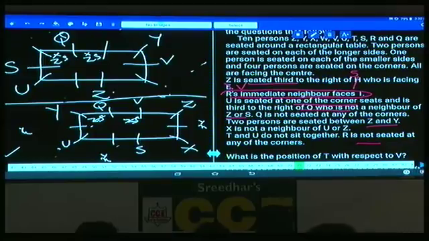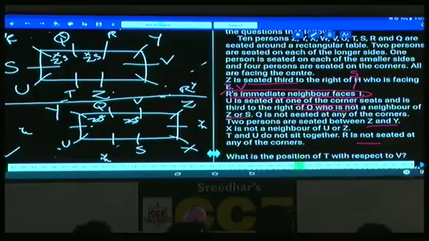R cannot be here, and R cannot be here. Hence R can be either here or here. Only two possibilities. Then if R is here, R's immediate neighbor is either Y or Q, out of which Y's opposite is already U. Now R's immediate neighbor is Q. Then T must be here. But T and U do not sit together, so R cannot be at this place as well.